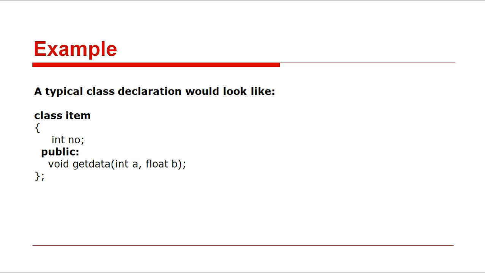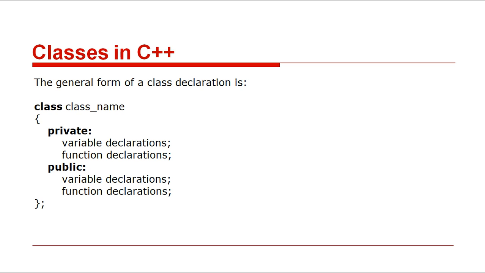Then the next one is private visibility. Private is a keyword used to prevent direct access to member variables and functions by the object. It is the default access specifier. Private is the default access specifier. The keyword private is followed by the colon operator.